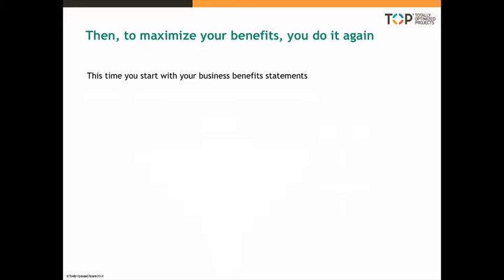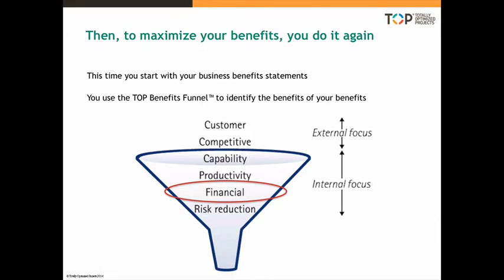You do it again, only this time you start with the benefit statements that you got from the first pass. So in this case, you start with these benefit statements, you use the funnel again to identify the benefits of your benefits. So if you have a customer benefit of customers will be able to place their own orders, for example, then you say, well, what's the customer's benefits from that? What's the competitive benefits of that? What's the capability benefits of that? What's the productivity benefits of that? What's the financial benefits of that? Which may be increased sales. And what's the risk reduction benefit? And you do that for all of the benefits that came out of the first pass.